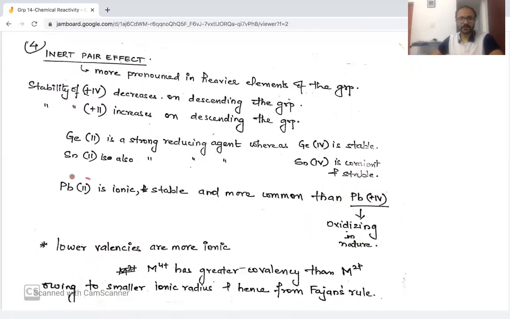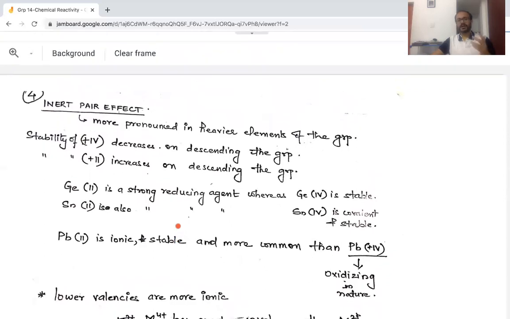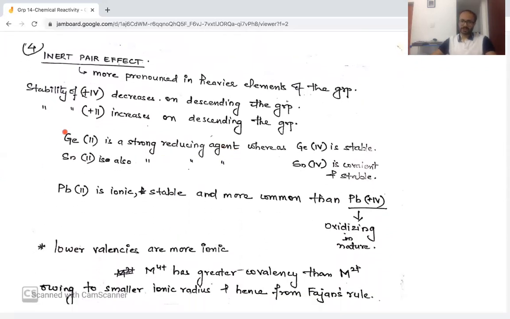Now, as the oxidation state or the valency becomes lower, the compounds have more ionic character. This is understood from Fajan's rule. Fajan's rule says that as the charge or the oxidation state of an element increases, the covalency increases. So obviously the opposite of that statement is that as the oxidation state or the charge on the element reduces, you will have more ionic character. These statements you already know. I just wanted to tell you that there can be use of these germanium compounds as reducing agents and these lead compounds as oxidizing agents in various applications, so you should be aware of them as well.